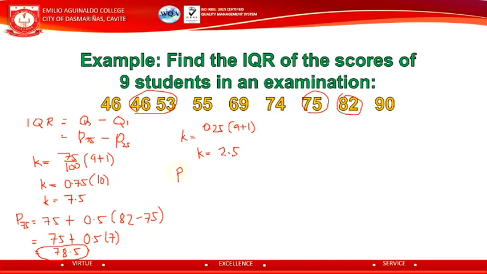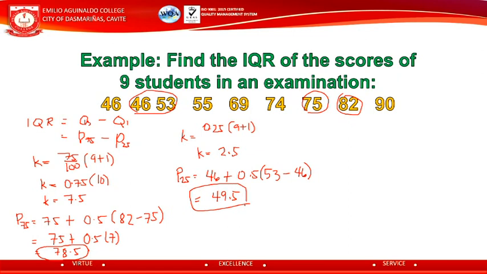To solve for this, we may use interpolation also. That is the second data point, which is equivalent to 46, plus the remaining 0.5 of our data point, multiplied by the difference of the third data point and the second data point, which is 53 minus 46. And now we will be able to get the answer, and it is equivalent to 49.5. This will now be our first quartile.